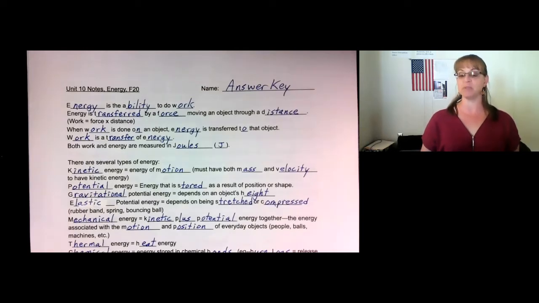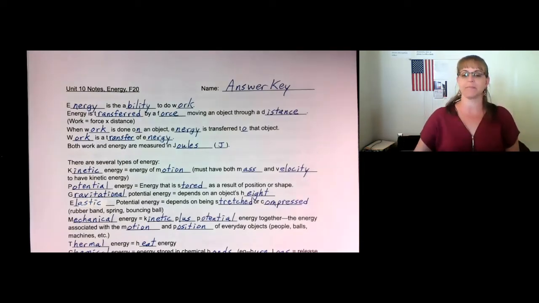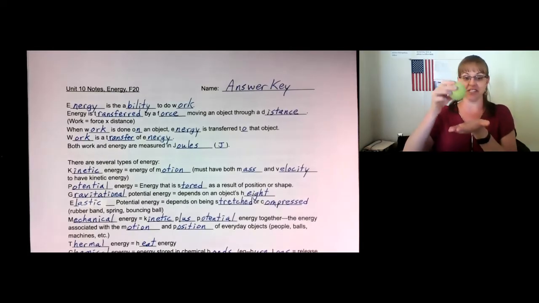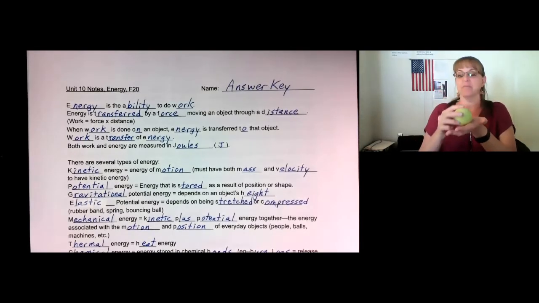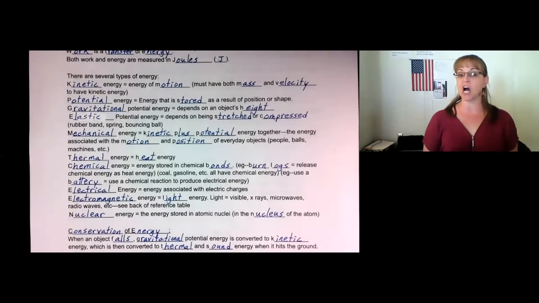Gravitational potential energy depends on an object's height because that means it could fall. Elastic potential energy means an object is stretched like a rubber band, or it's compressed like, say, a spring. Or a ball that bounces is compressed and springs back, and that's why it has potential energy when it hits the ground. Mechanical energy is a combination of kinetic and potential energy.